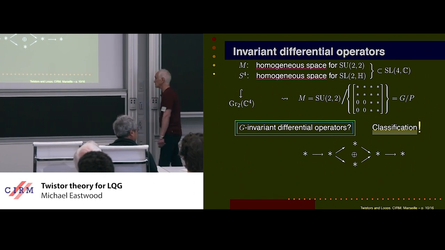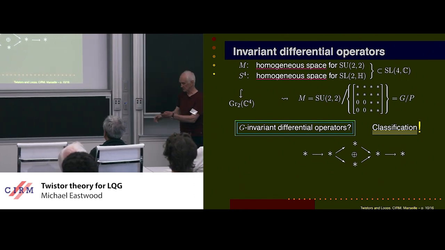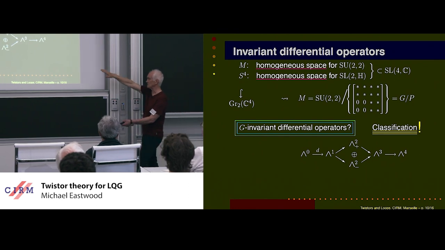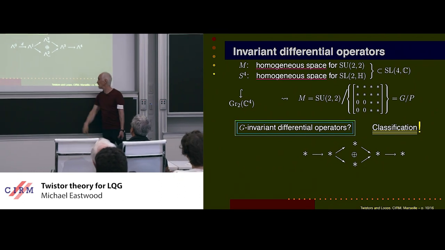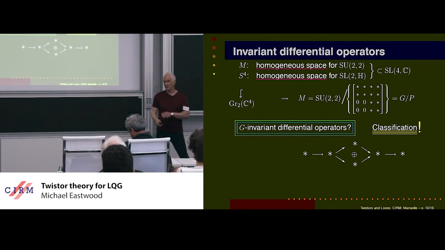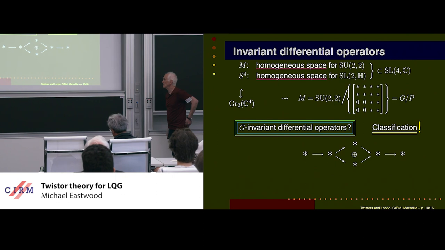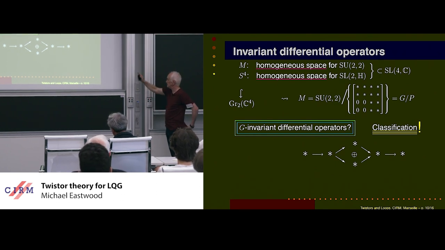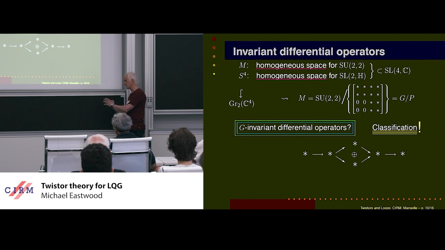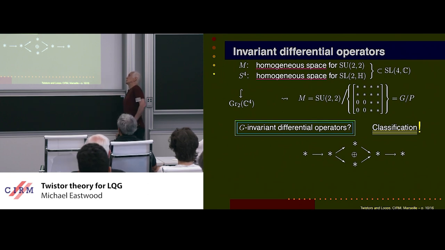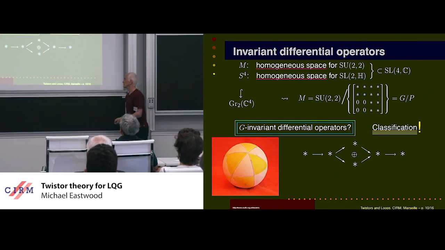So the claim is that actually this pattern, all I'm doing is replacing these bundles by other bundles, which are now not going to be specified. This pattern just repeats itself over and over again. You can classify all of the conformally invariant differential operators in this sense, the G-invariant ones, between irreducible bundles. You can classify all of them. And this really is getting into some much more interesting representation theory, in fact.